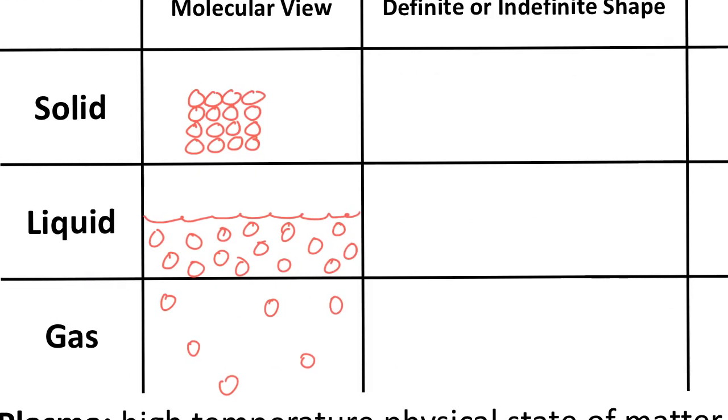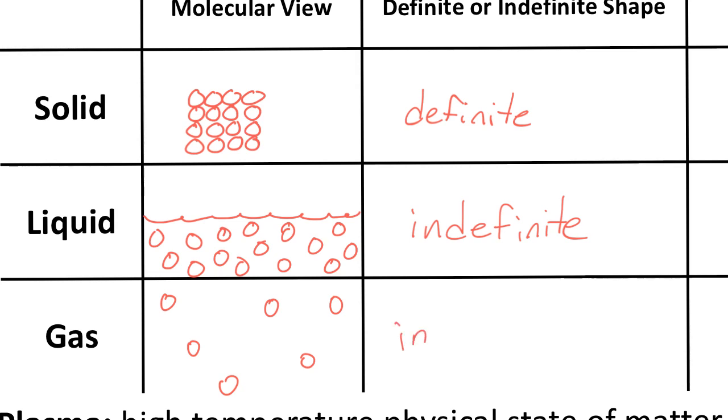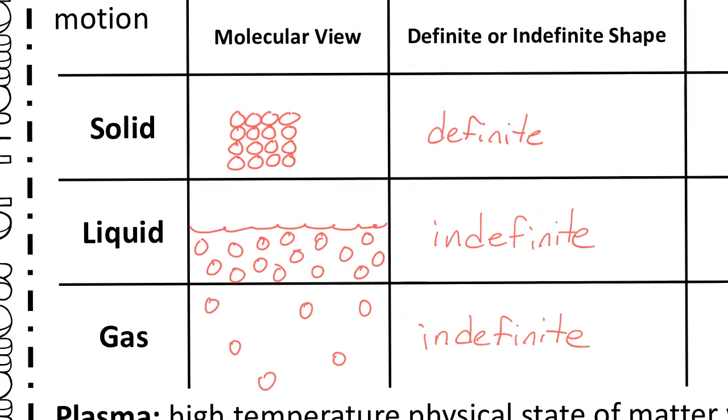As far as solids having a definite or indefinite shape, of course, solids have a definite shape. Liquids are going to have an indefinite shape. They're going to take the shape of whatever container I have them in. And gases would also have an indefinite shape. It's going to completely fill whatever container I put them in.